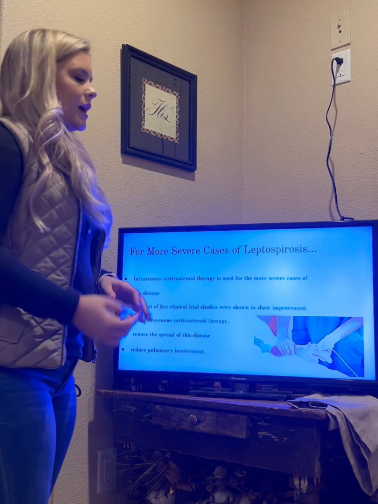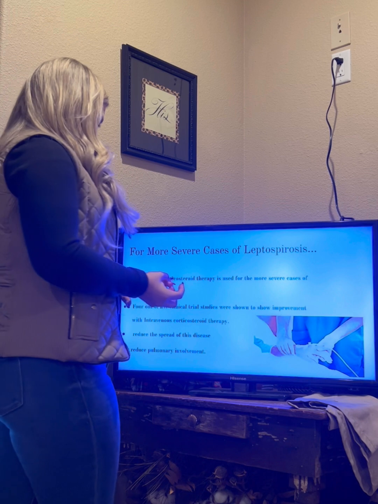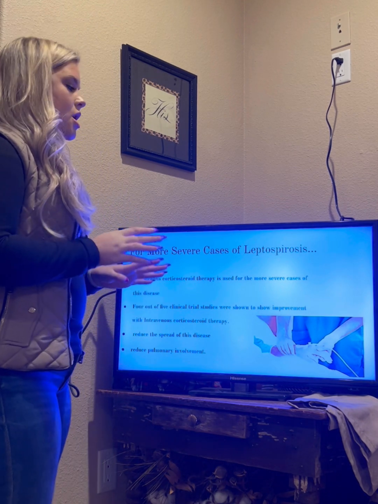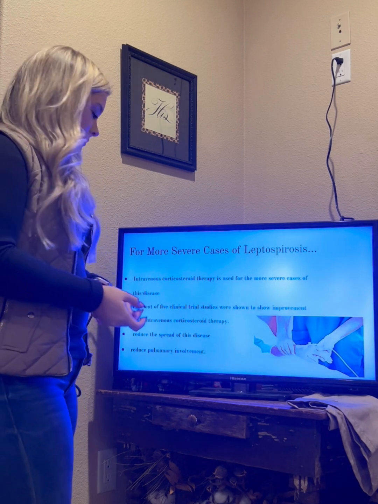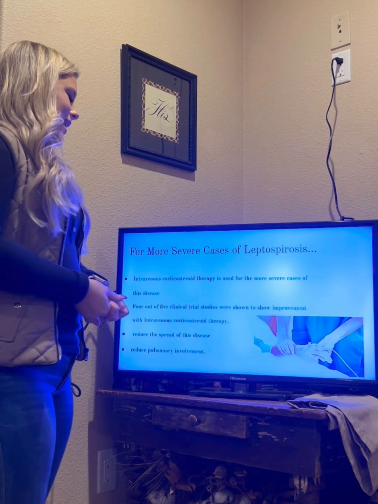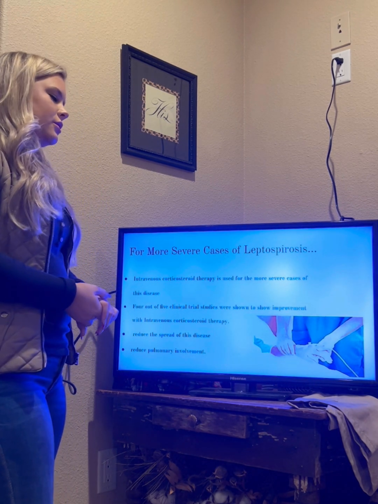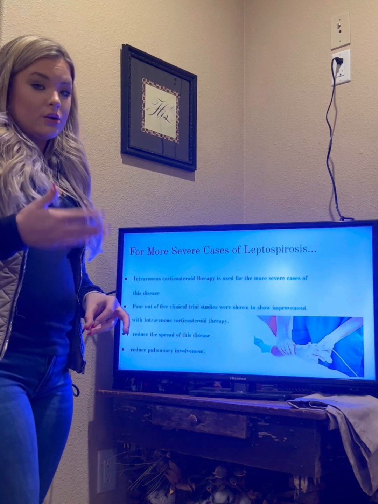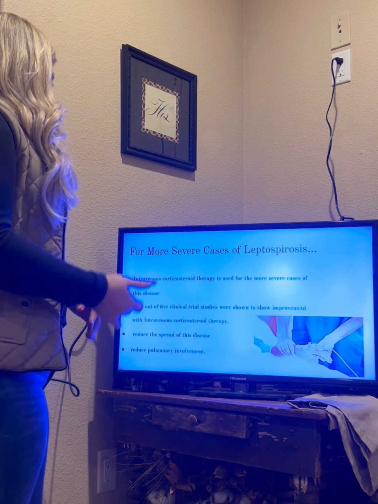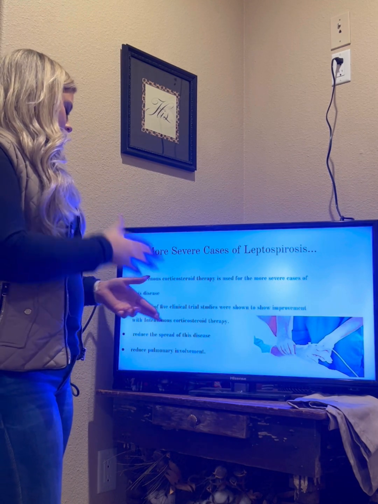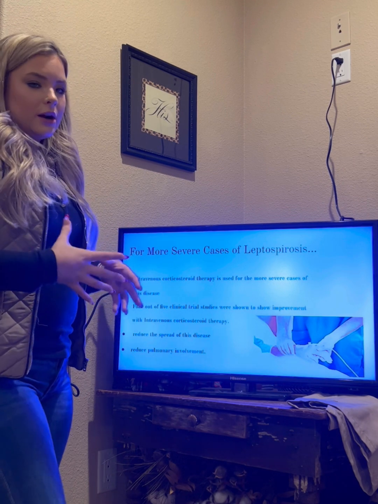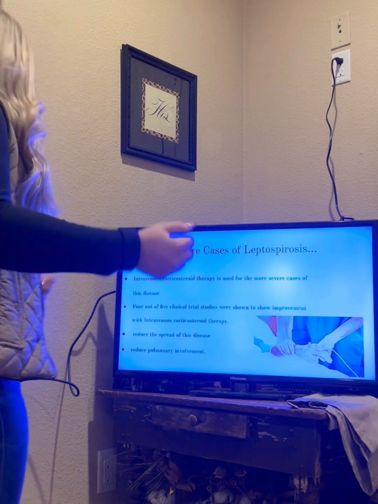For more severe cases of leptospirosis, intravenous corticosteroid therapy is used. 4 out of 5 clinical trial studies have shown improvement with intravenous corticosteroid therapy. They will reduce the spread of this disease and reduce pulmonary involvement, so your lungs.